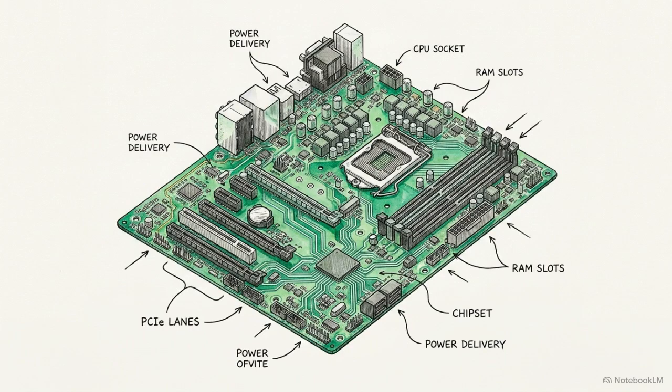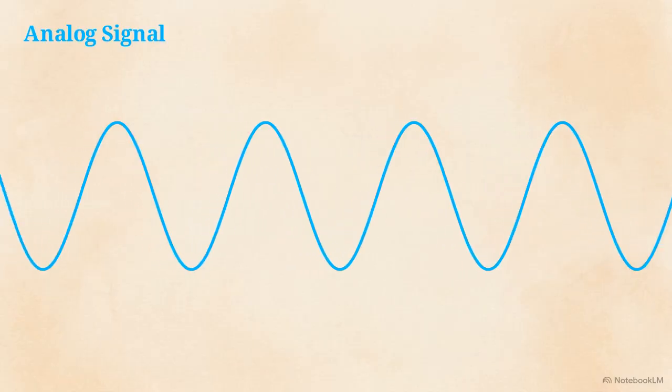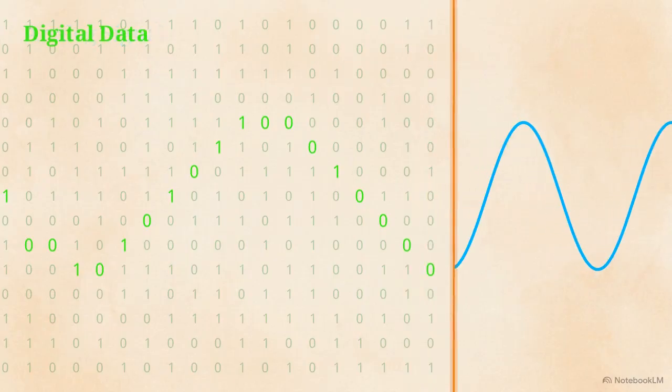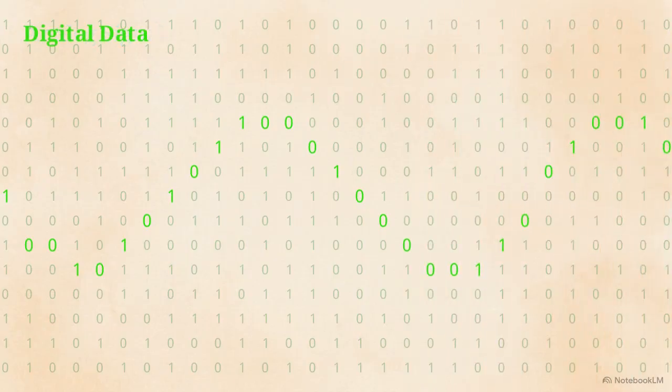A computer brain is entirely mathematical. It doesn't understand smooth curves or flowing physical energy. It only understands rigid, exact numbers, specifically ones and zeros.